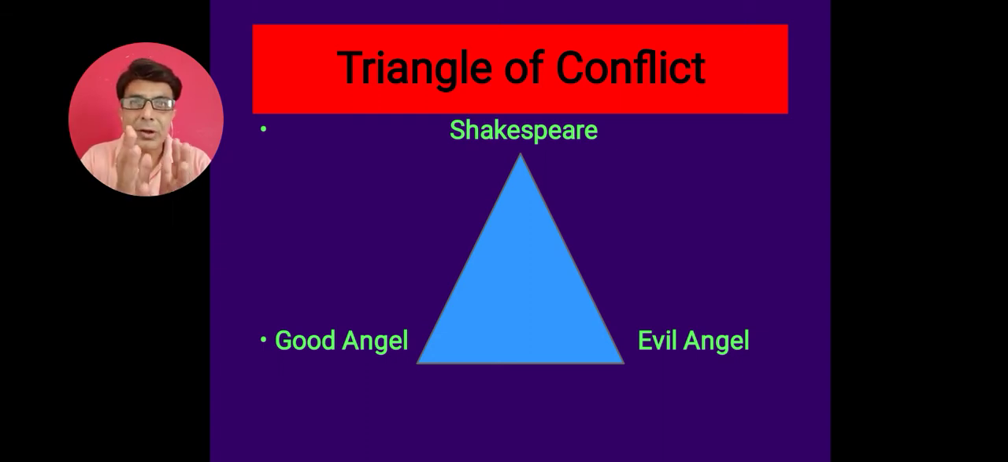And if we talk about the present poem, sonnet number 144, then let me introduce the central idea of this poem. Friends, here Shakespeare has presented a triangle of conflict.